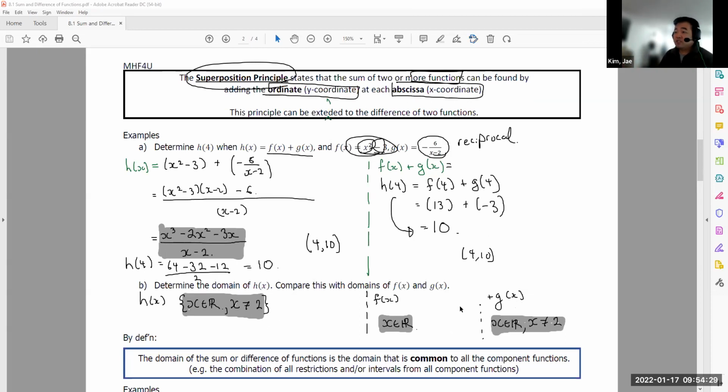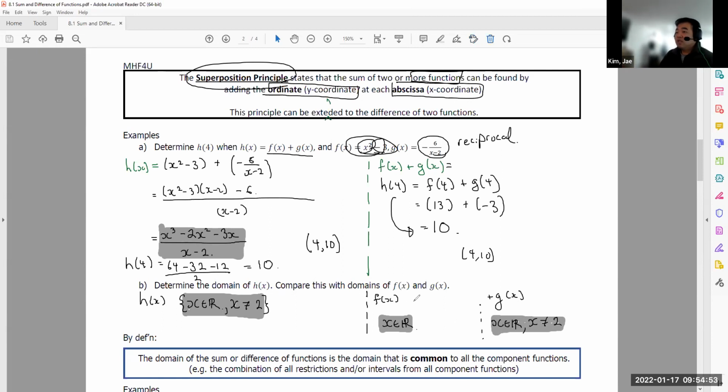Just because I combine it doesn't mean you say, we combined it, so let's remove the x cannot be 2. No, it's still there. And it makes sense if you think about it graphically. f of x provides a value when x equals 2, but g of x does not exist. And so there's nothing that we can add.